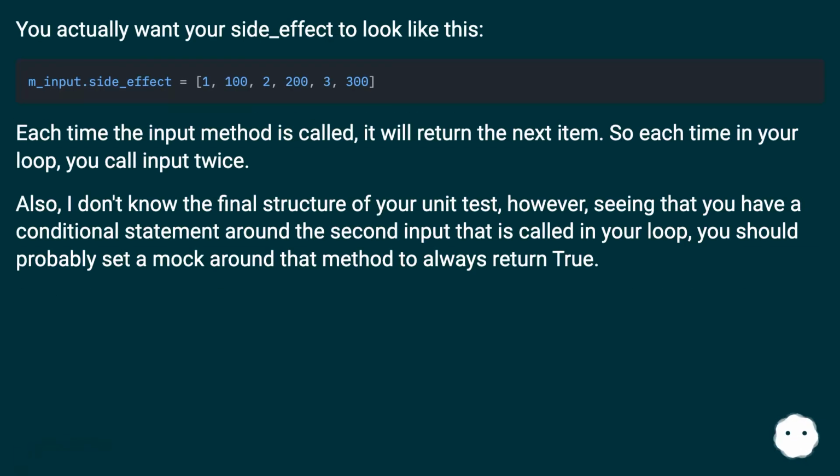You actually want your side_effect to look like this. Each time the input method is called, it will return the next item. So each time in your loop, you call input twice.